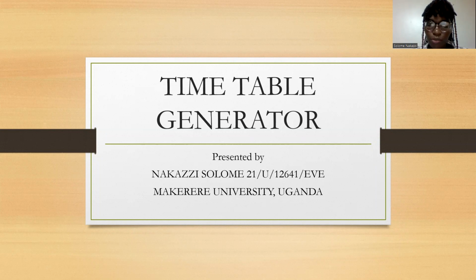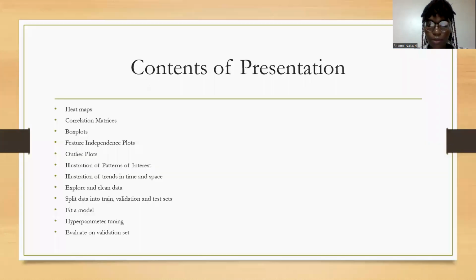During this presentation, we are going to cover heat maps, correlation matrices, box plots, feature dependence plots, outlier plots, illustration of patterns of interest, illustration of trends in time and space, explore and clean data, split data into train, validation, and test sets, fitting a model, hyperparameter tuning, evaluate on validation sets.